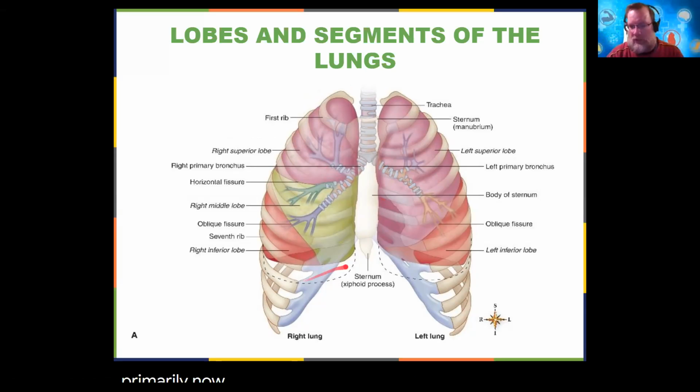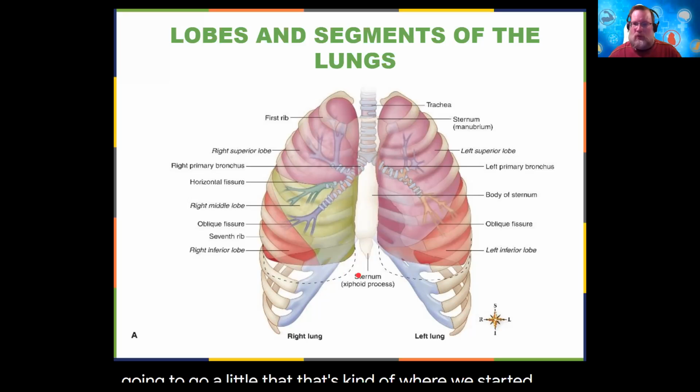Now, I also wanted to mention, I think I did earlier when we were doing muscles, we talked about the diaphragm and the importance of the diaphragm with respiration. We do see that the parietal pleura and the fascia that covers the diaphragm are connected. So whenever the diaphragm flattens out, it's going to pull the lungs with it.